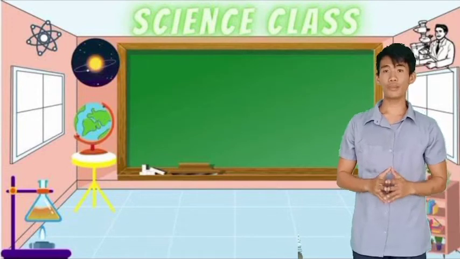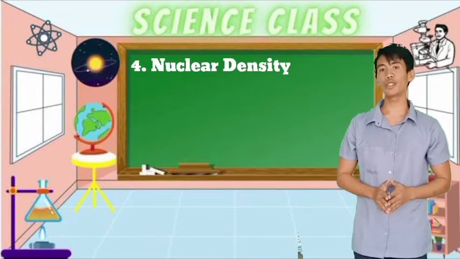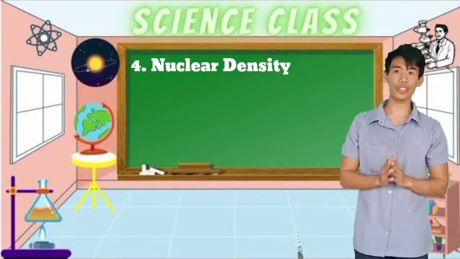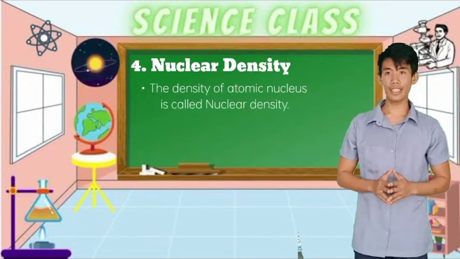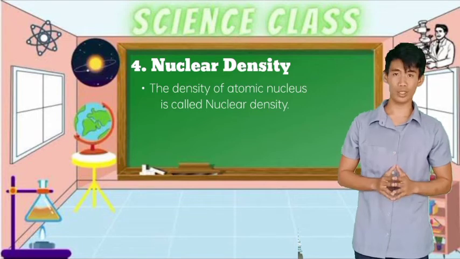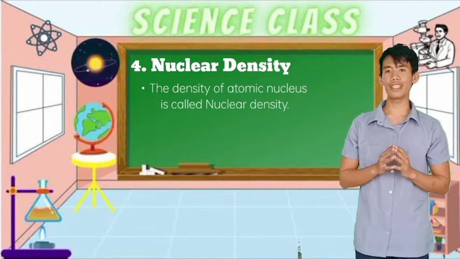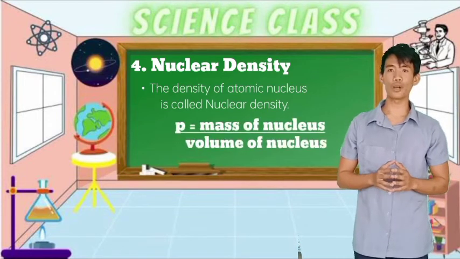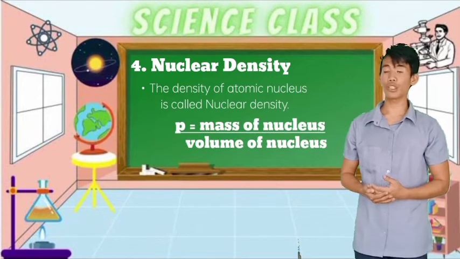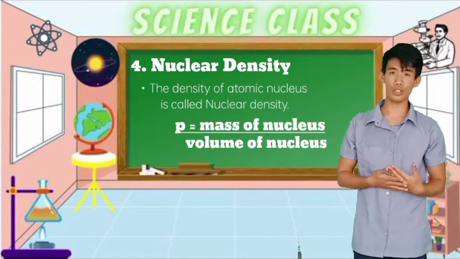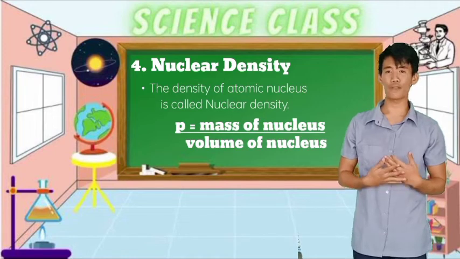Another nuclear property that we're going to talk about is the nuclear density. The nuclear density is the density of the atomic nucleus. We can calculate the density with this formula: density is equal to the mass of the nucleus divided by the volume of the nucleus.